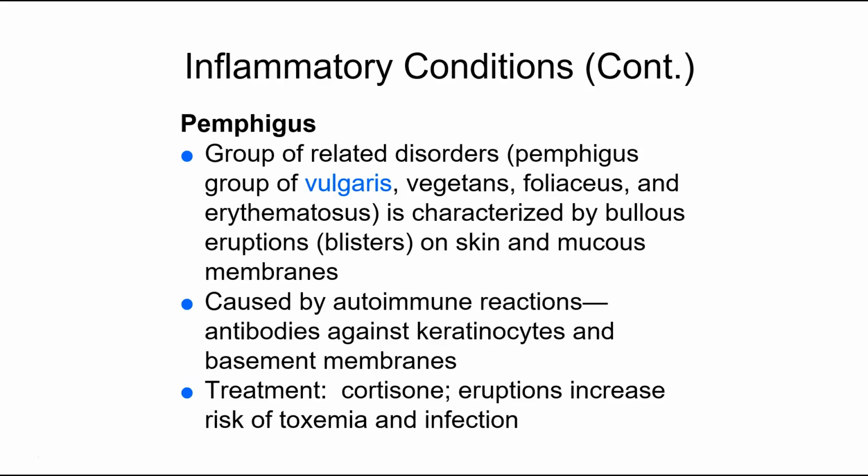Pemphigus, especially pemphigus vulgaris, means that blisters erupt onto the skin, and that's an autoimmune reaction to keratinocytes and basement membranes. So remember, your skin cells are called keratinocytes, and every epithelium has a basement membrane separating the epithelium from any underlying connective tissue. So if your immune system suddenly starts attacking those basement membrane proteins and the skin cells, then your skin's going to blister, and basically your skin is trying to separate. Your immune system is going to separate you from your skin, and that's pemphigus.